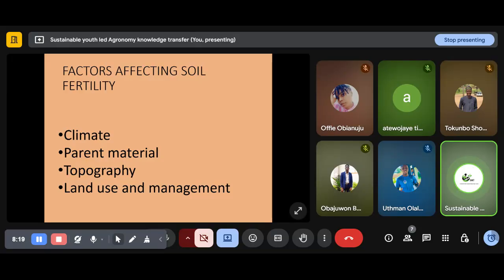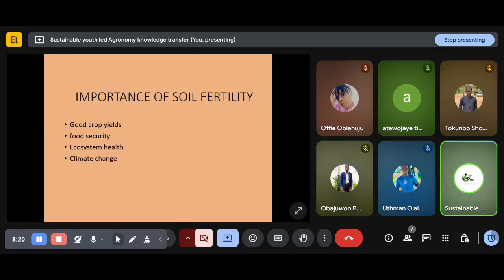Now, what is the importance of soil fertility? When your soil is fertile, you have good crop yield, and when you have good crop yield, it will lead to food security, because that is when there will be enough food, enough harvest to fight against food scarcity.